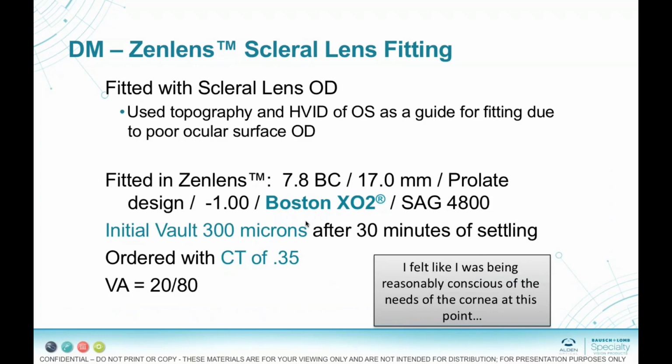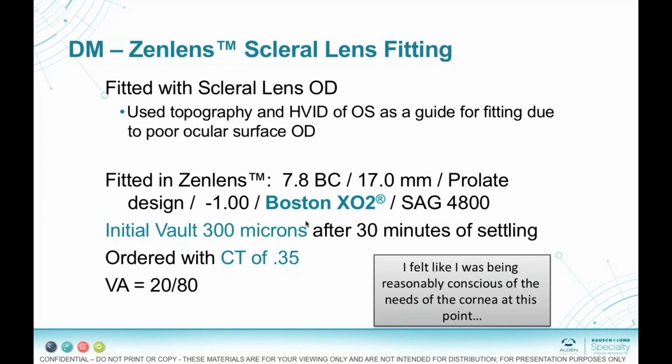So in her case, the initial presentation, I chose to fit her with a Zen lens also. I chose a prolate design because she had a normal corneal shape. Given, again, her other eye being relatively normal, I was able to do topography of her left eye and use that data to help fit the right eye. That allowed us to measure the corneal diameter. It allowed us to get an idea of her sagittal height of her cornea and the ocular surface in general, so that we were able to quickly put it and fit on her right eye with the appropriate lens.